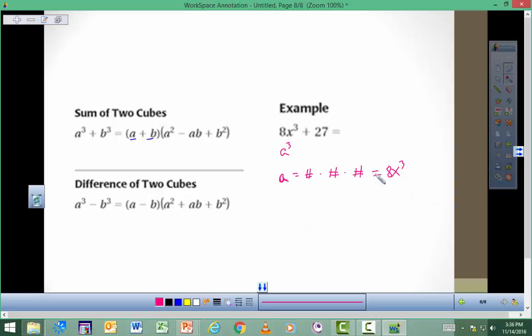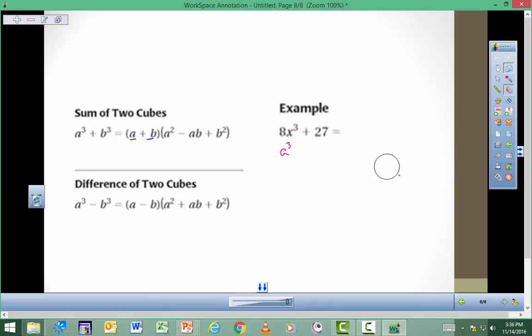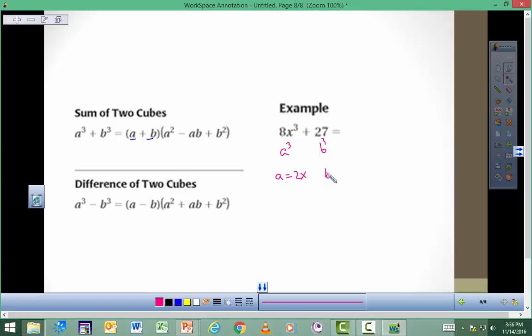Well, hopefully you're not thinking too hard about this. Hopefully you recognize what a is. A would be equal to 2x. And if this is b cubed, then what's b? B would be equal to, of course, 3. And that's because 3 times 3 times 3 is equal to 27. So hopefully you get the idea.